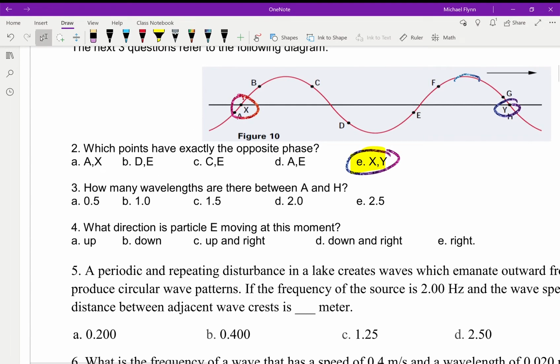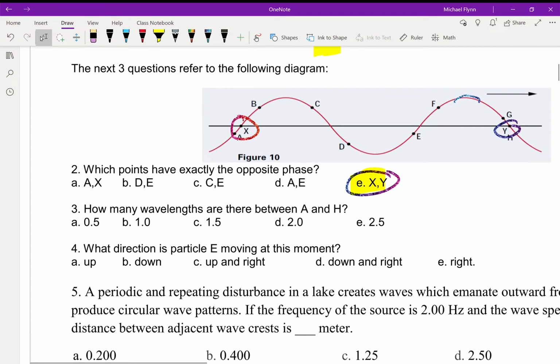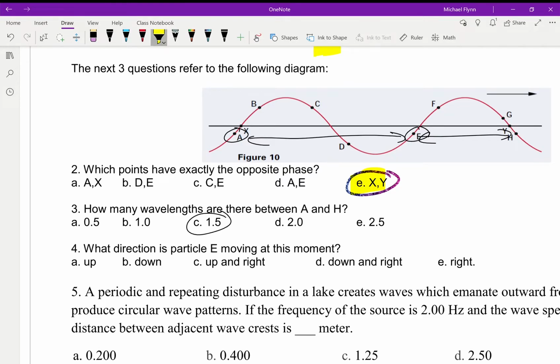How many wavelengths are there between A and H? Well, if you look at A and you look at H, pardon me, let's go back to black. From A to E is one wavelength, and then H is another half of a wavelength further. So this distance would be one wavelength plus a half. So the answer is C, 1.5 wavelengths.